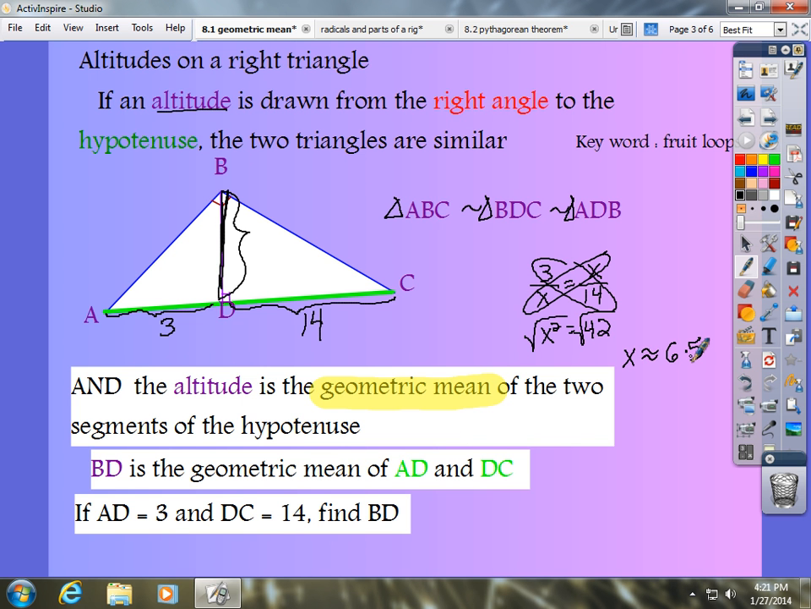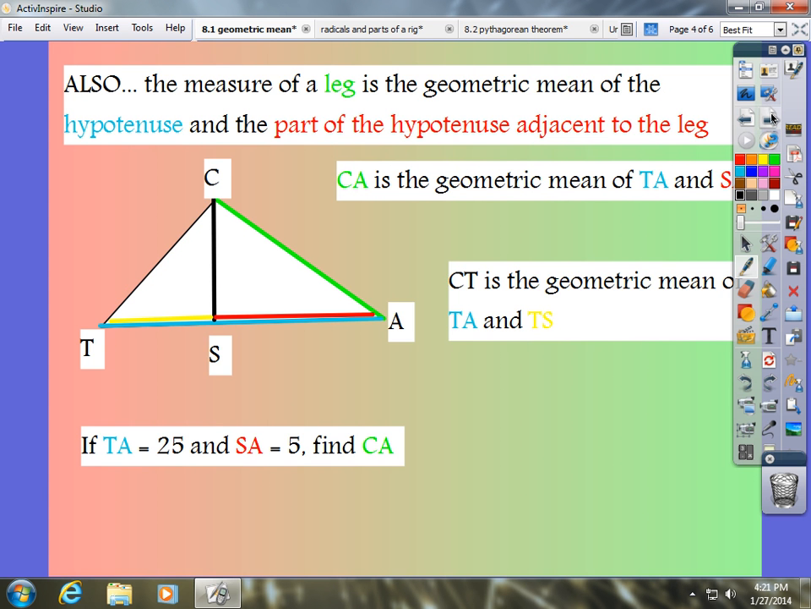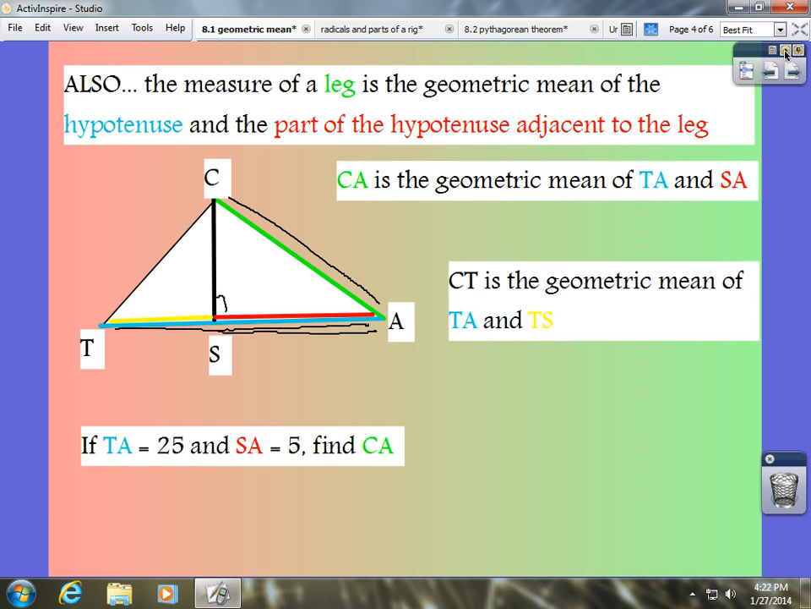All right, and the measure of a leg, this right here is a leg, is the geometric mean of the hypotenuse and the part of the hypotenuse that's next to the leg. So this whole thing here is the hypotenuse, and then this is the part of the hypotenuse divided by the altitude. This is the part that's next to the leg. So CA is the geometric mean of TA and SA. This whole thing here, the whole hypotenuse, and this small part here.